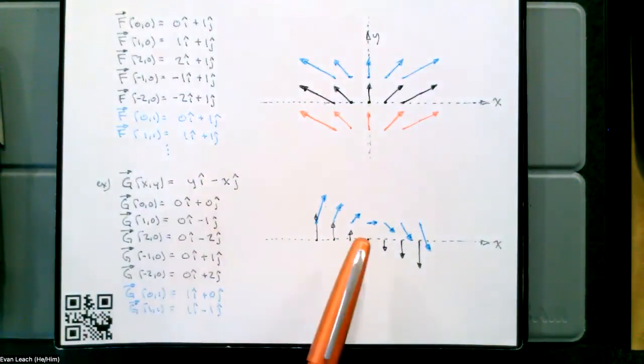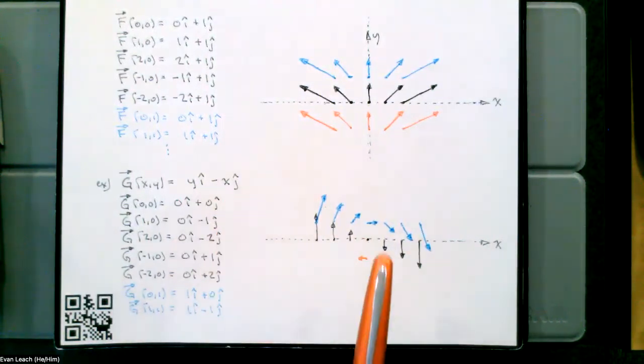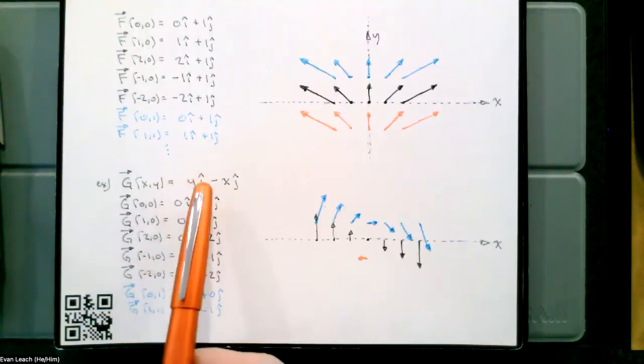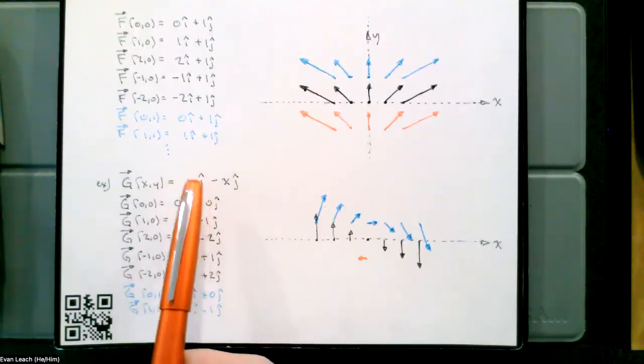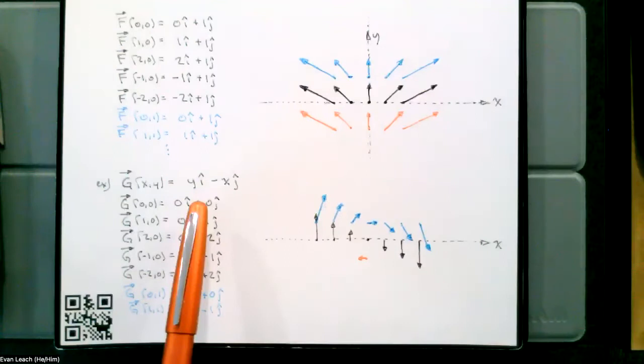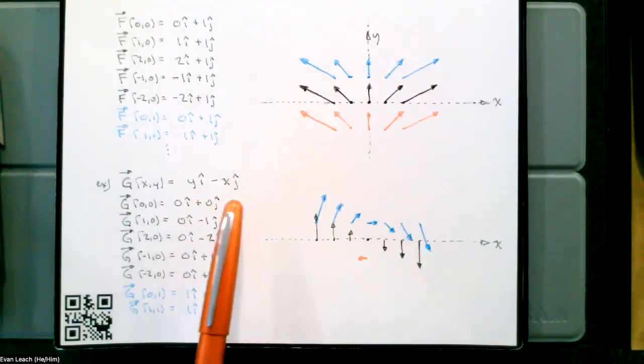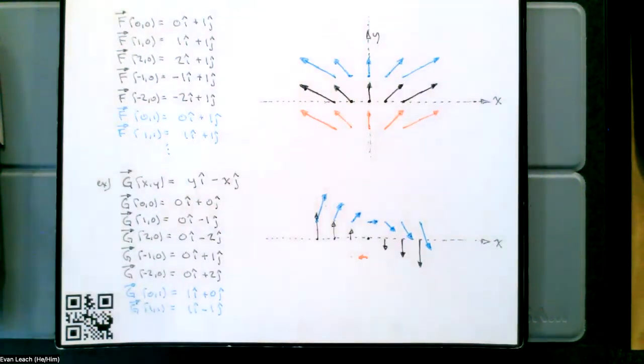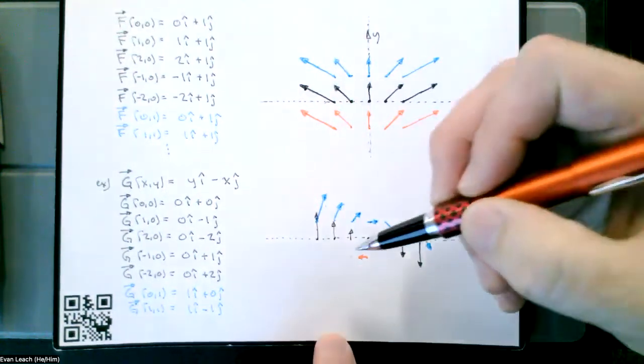So the i vector is the x direction and the j vector is the y direction, but look how I've defined my function. I can put whatever combination of x's and y's I want for the i component, and whatever combination of x's and y's I want for the j component. We can assign separate functions.